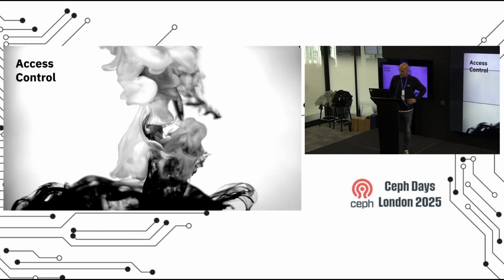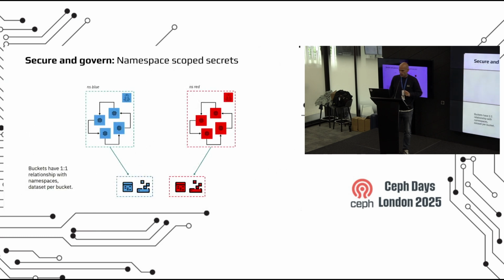So let me show you some of the challenges, because as soon as we start thinking about how we could fix this issue, we can see that it's not so simple. For example, if we go into Kubernetes and namespace scope secrets, in Kubernetes you normally have a one-to-one relationship between a bucket and a namespace, and you have a secret inside that namespace that allows you to access the bucket. And that's all perfect and fine because you have isolation, it looks very good.